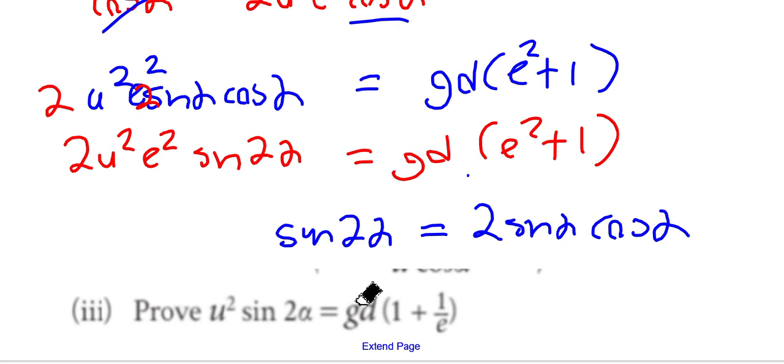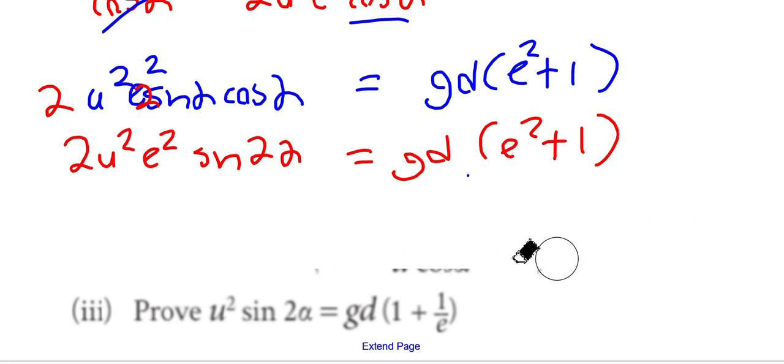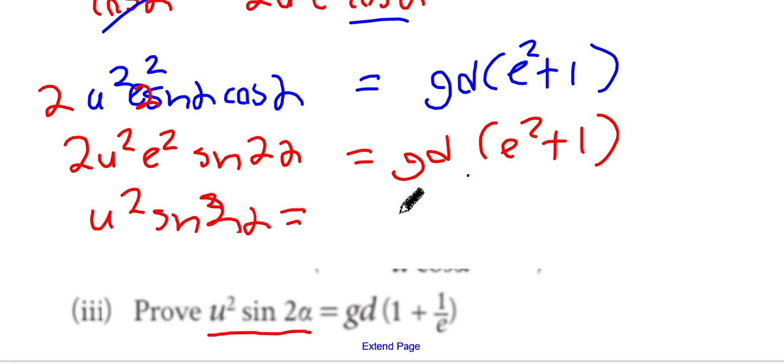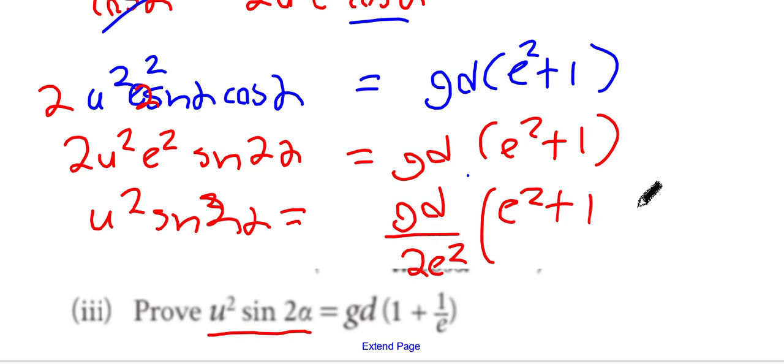Now, I haven't done anything as difficult as this in years. It isn't this tough anymore. Do not let this scare you off. Now, I'm also looking and I would like u squared sine 2 alpha on its own. What's preventing that from happening? The 2 as well, right? So I'm going to bring the 2 underneath and the e squared. So u squared sine 2 alpha equals gd all over 2e squared into e squared plus 1.